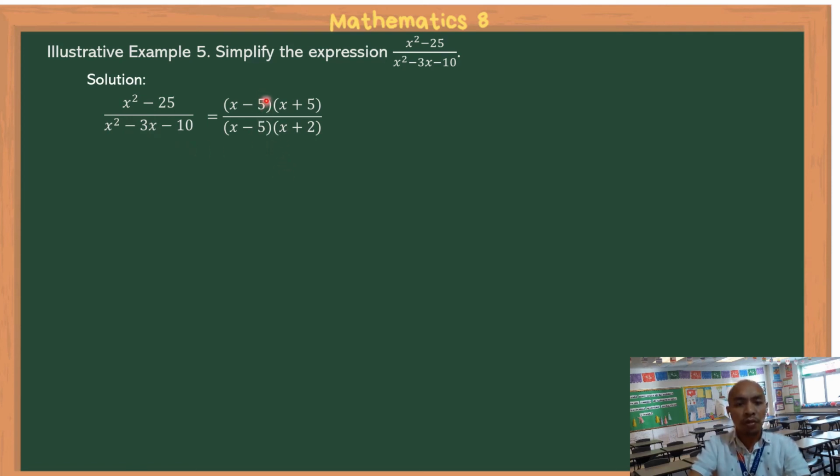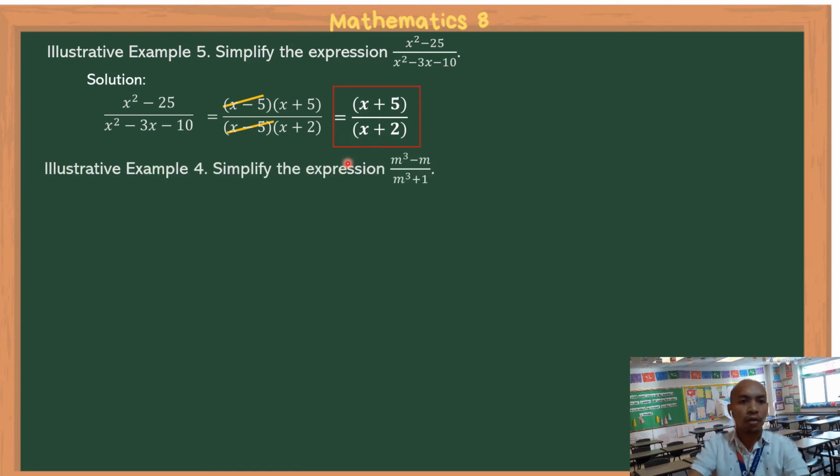The common factor between the numerator and denominator is x minus 5. We will cancel that out. So what is left is the expression x plus 5 all over x plus 2. And this is the lowest term. So once again, you cannot cancel the x because they are common terms, not common factors.